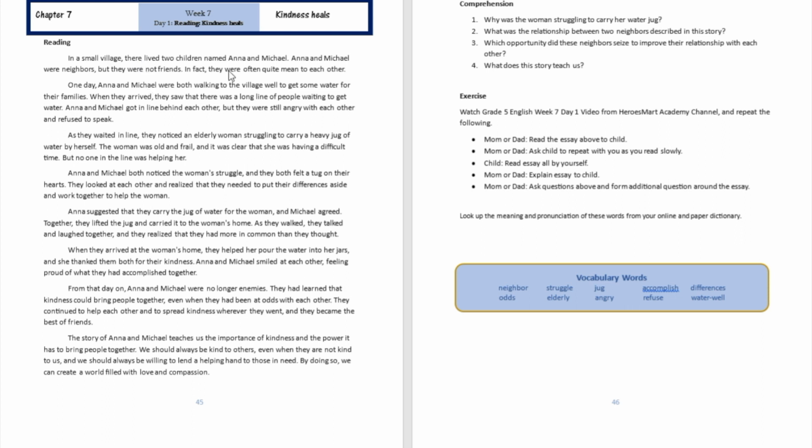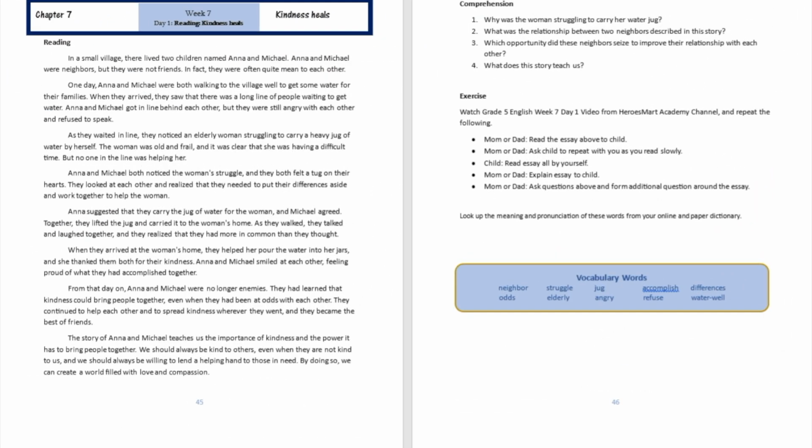The story of Anna and Michael teaches us the importance of kindness and the power it has to bring people together. We should always be kind to others, even when they are not kind to us, and we should always be willing to lend a helping hand to those in need. By doing so, we can create a world filled with love and compassion.